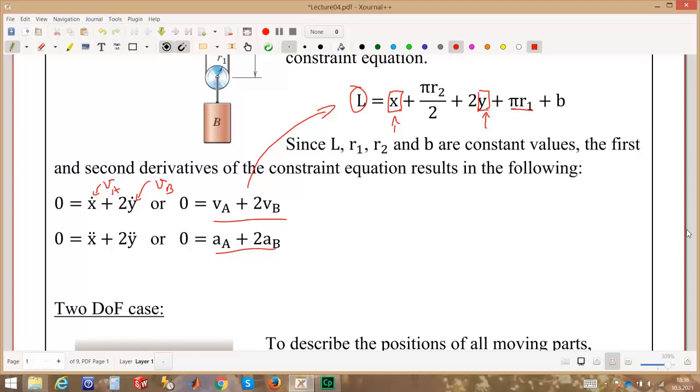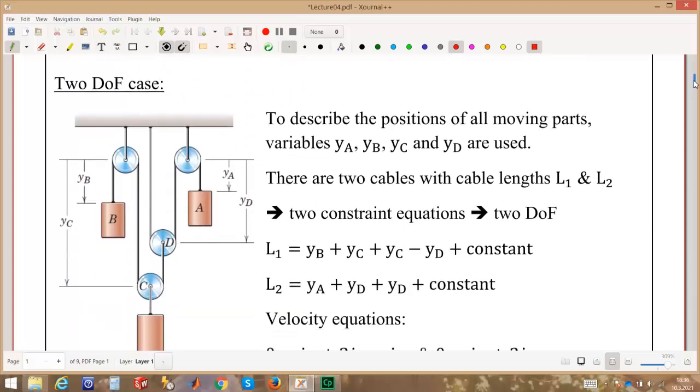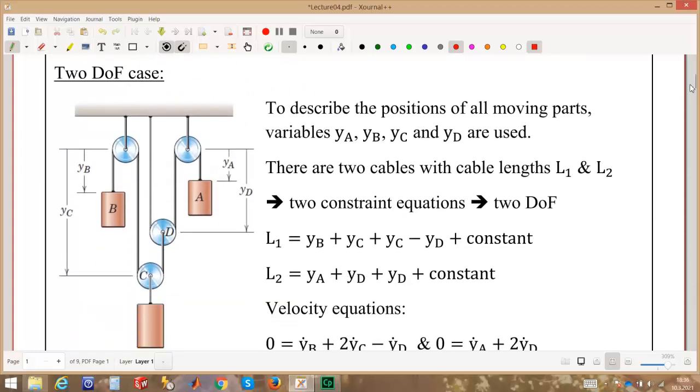Let's take a look at a 2 degree of freedom case. Now we have two possible independent motions here. And in order to have that, obviously you need two cables. Now here is the first cable. Maybe I should draw it with the green line. Okay, this is our first cable.